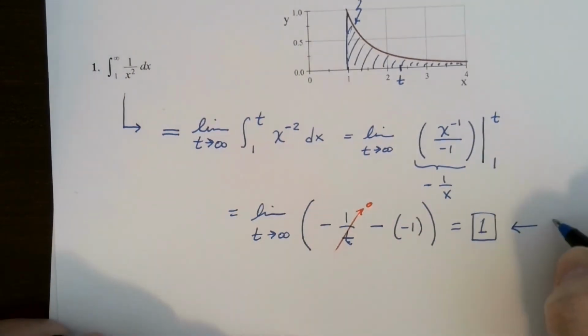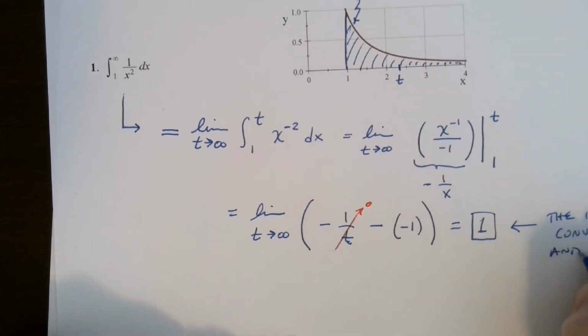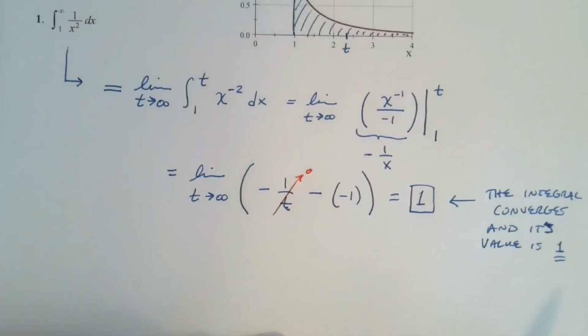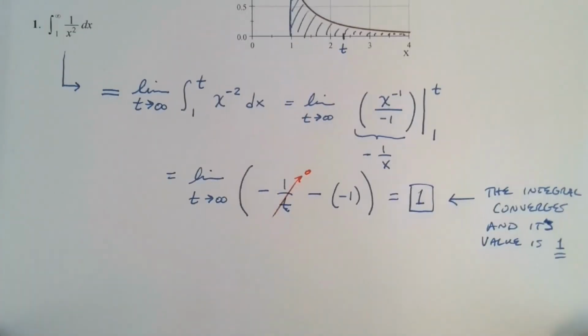So what do we say? We say the improper integral converges. And we say its value is 1. That's the value of the integral.